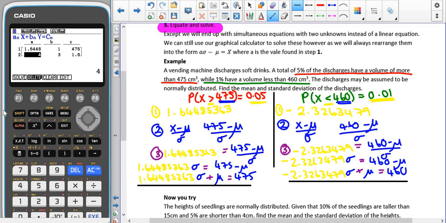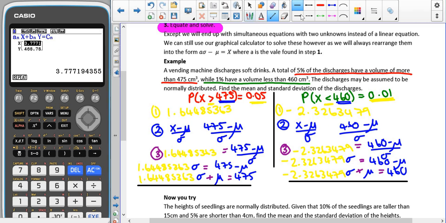Now we do the same for the other equation that we have, so it's going to be minus 2.363479. Just double checking that I've typed that in correctly. We have 1 mu equals 460. And just as we do with solver, we have to click XE again, and we come up with those two values.